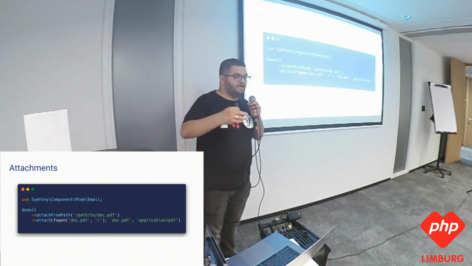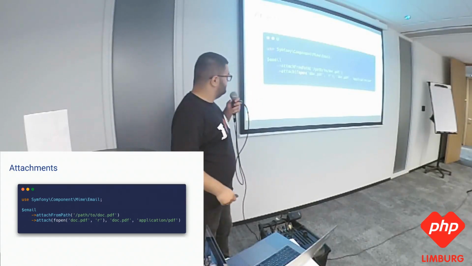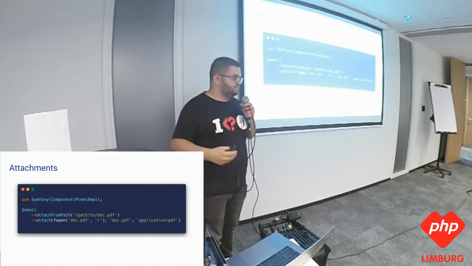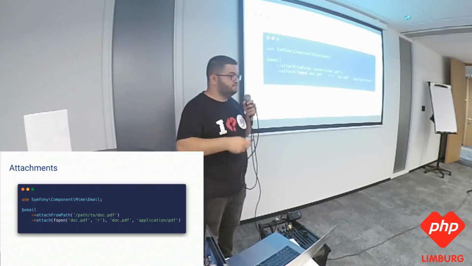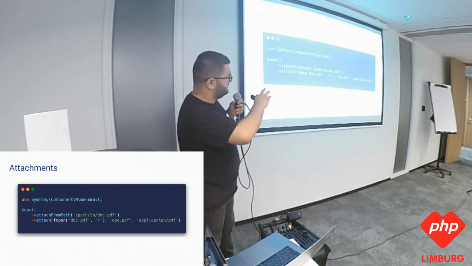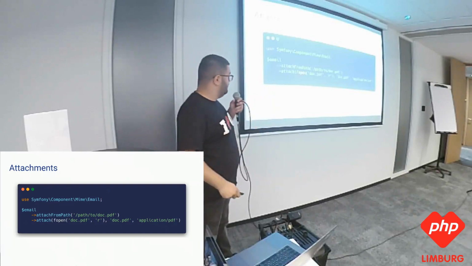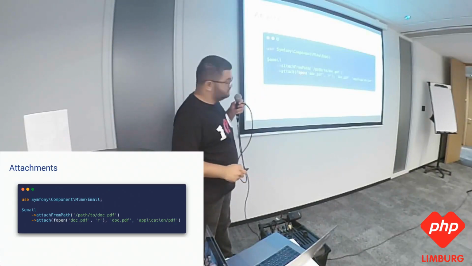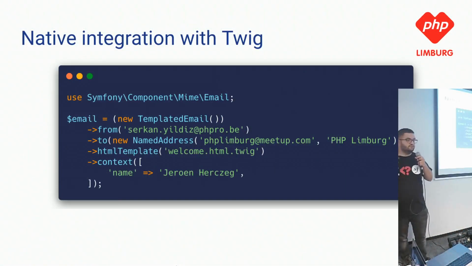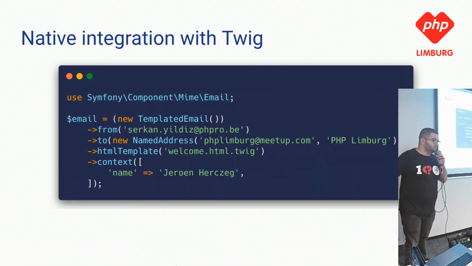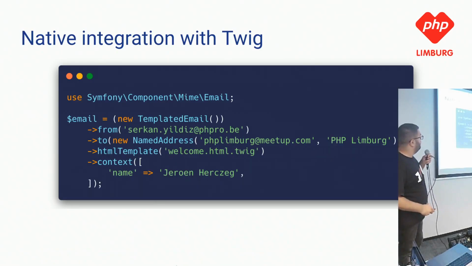You can attach files that are publicly accessible, but if you want to attach files that are not publicly accessible, then you can use the file handler and it will attach that file. The second and the third arguments are optional. That's it. It has a native integration with Twig, so you don't have to put your email content in your code, and it's fully separate. And by using the context method, you can assign variables that you want to use in your email template.